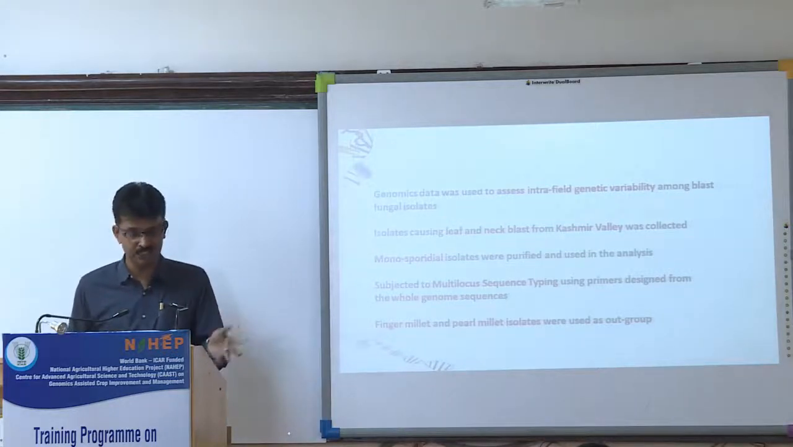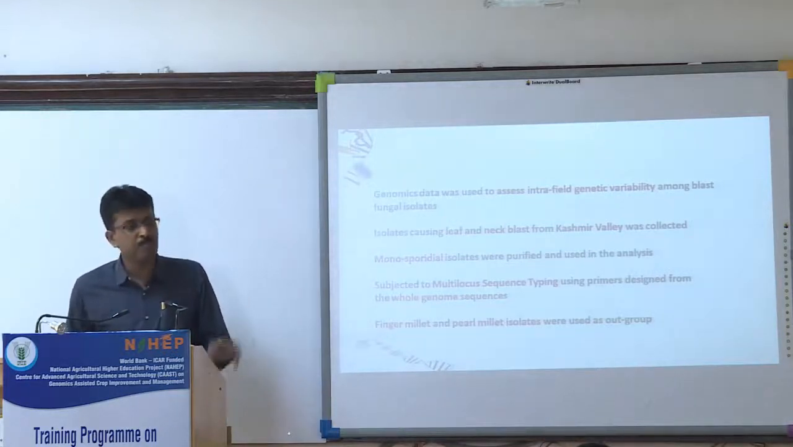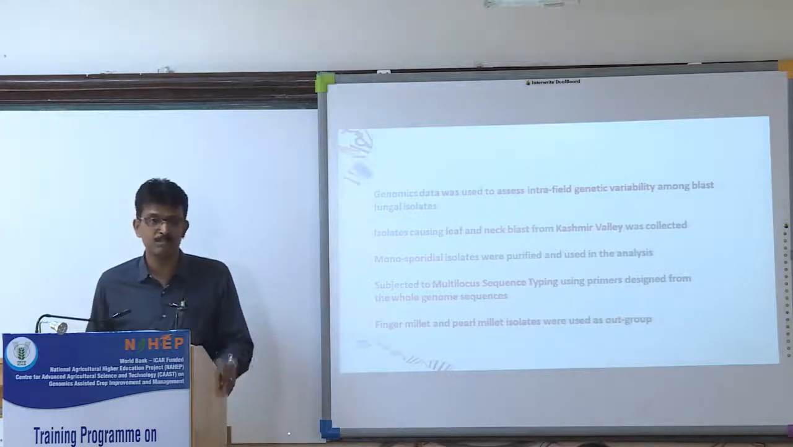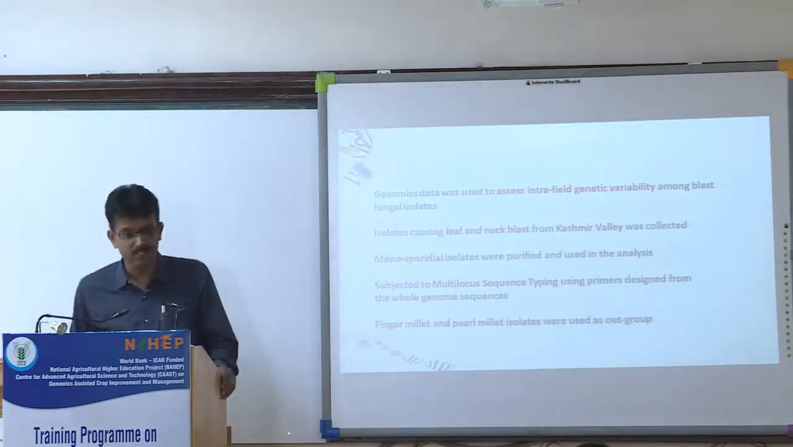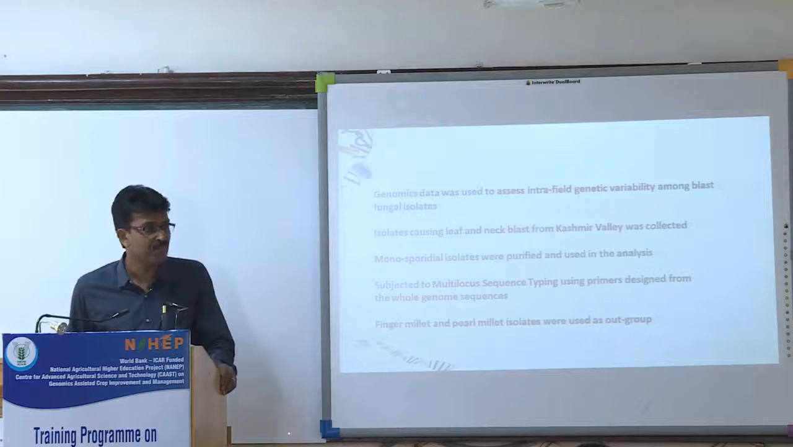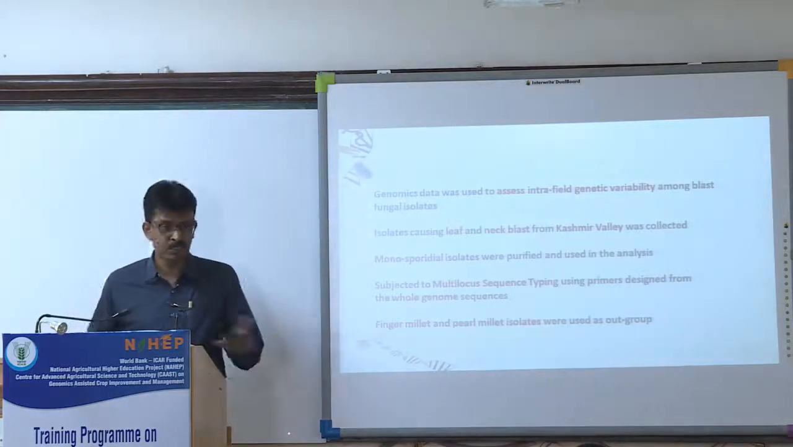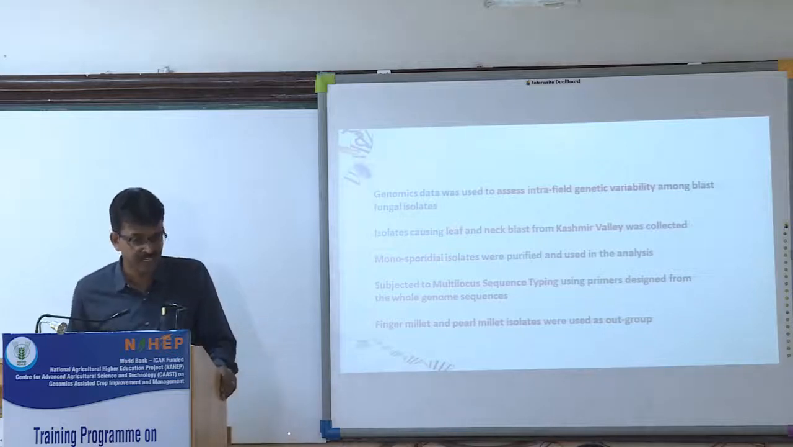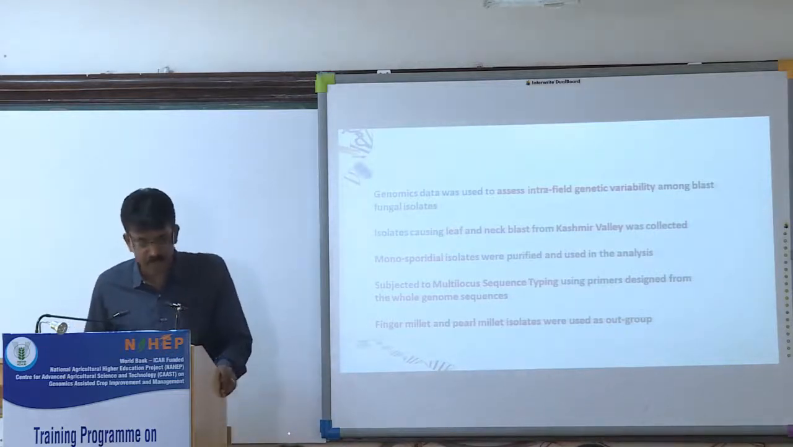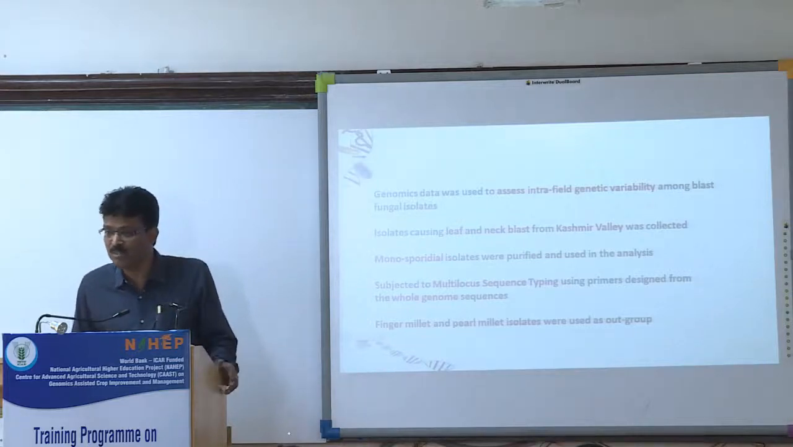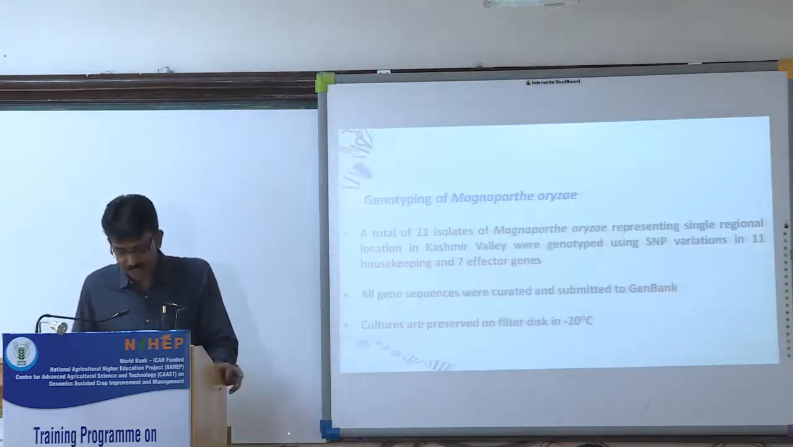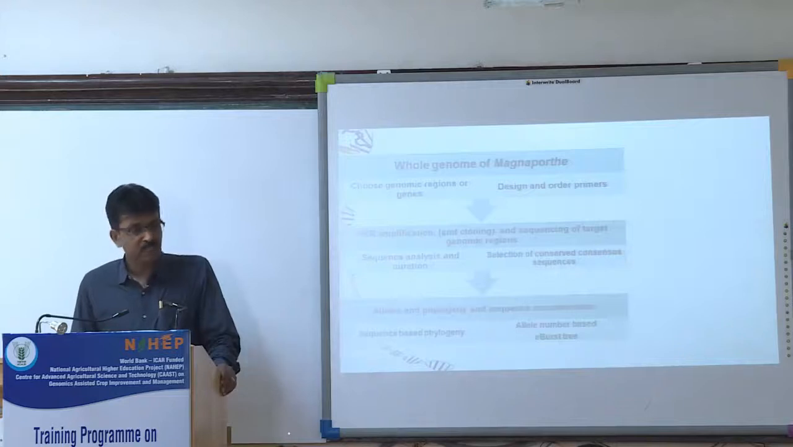So, total 18. And the population that we handled came from a single field located in Srinagar in Kashmir. Around 22 we received, and with our own collections, 24 isolates we handled in this project. And we deliberately included a finger millet and also a pearl millet Magnaporthe in the whole project, right. And the flow is something like this.